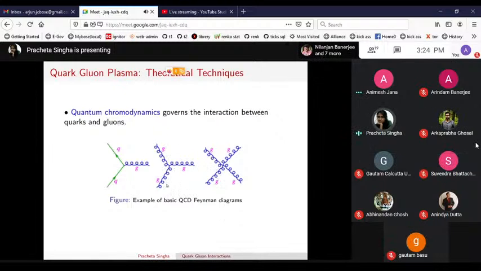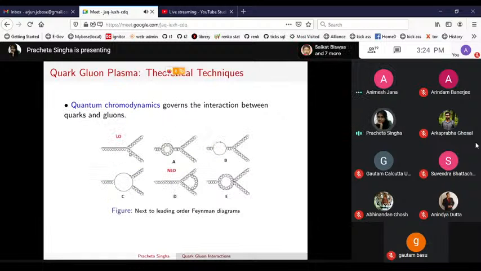However, let's think of a scenario when we want to collect only these three-gluon interaction terms. So we know my initial and final particles are gluons, but along with this simple interaction diagram, we can actually include many other diagrams of higher order.